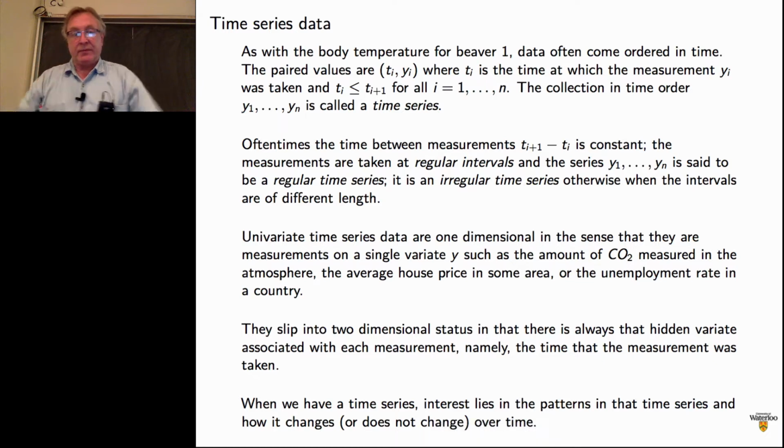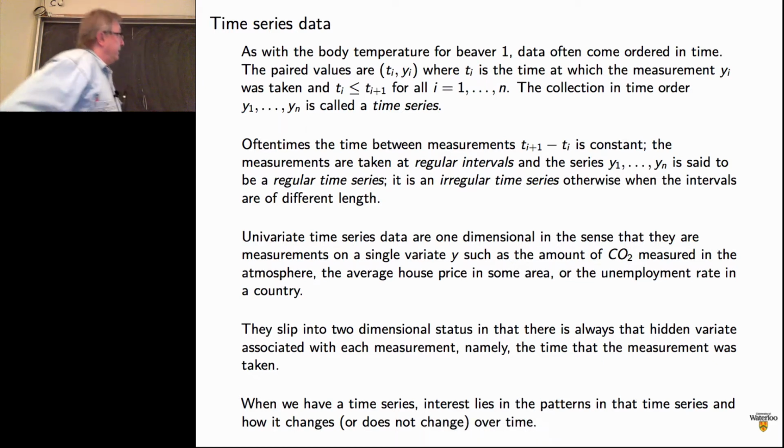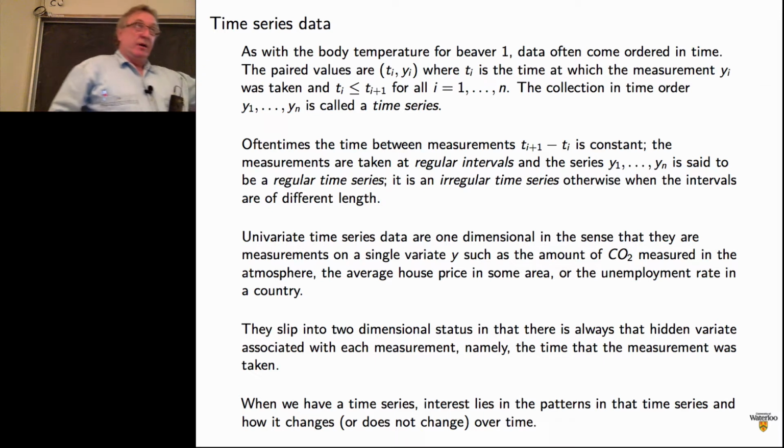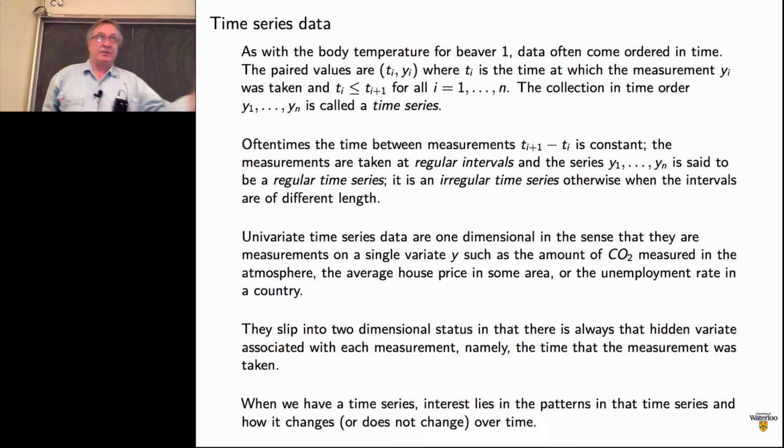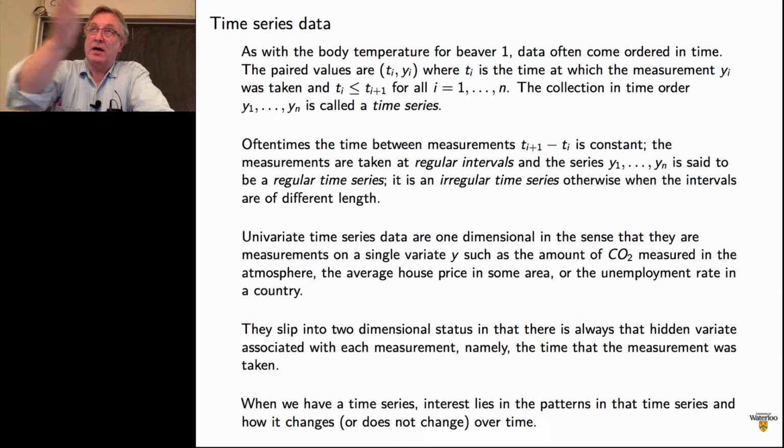Okay, so as with the body temperature of the beaver, which we know came in order and followed that sort of smooth behavior, data often comes ordered in time. You can think about streaming data, or you can think about financial data. Lots of measurements on a physical system like a beaver's body temperature are coming ordered in time. And these things are called time series, right? So you see the value over time. It's a series of observations in time.